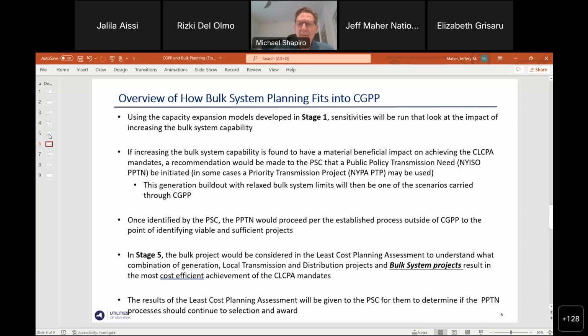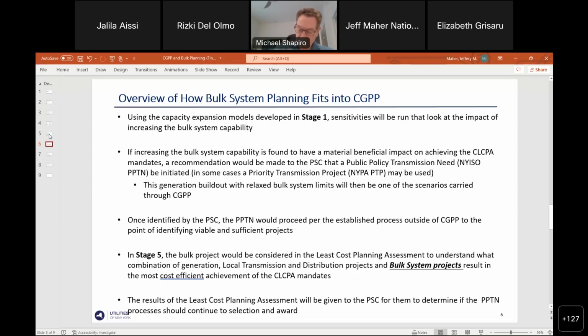In stage 5, that's where the two processes come back together, right? So in stage 5, the bulk project would be folded into the least cost planning assessment to understand what the combination of the generation, local transmission, and bulk system projects result in the most cost-efficient achievement of the CLCPA mandates. Right, so that's how this is going to play out, we think. At stage 1, we identify potential bulk needs, and in stage 5, those needs come back into CGPP to understand the least cost planning assessment.